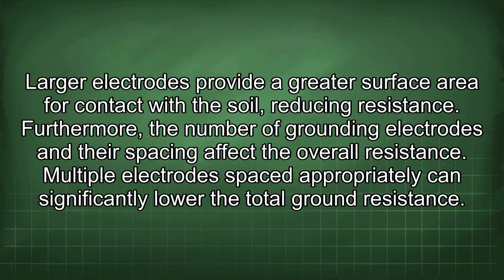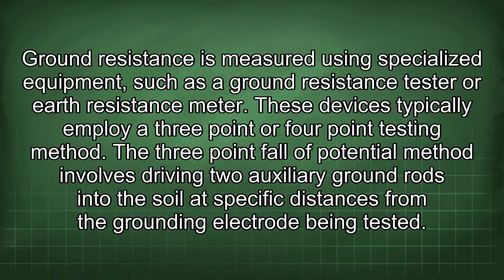Furthermore, the number of grounding electrodes and their spacing affect the overall resistance. Multiple electrodes spaced appropriately can significantly lower the total ground resistance. Ground resistance is measured using specialized equipment, such as a ground resistance tester or earth resistance meter. These devices typically employ a 3-point or 4-point testing method.